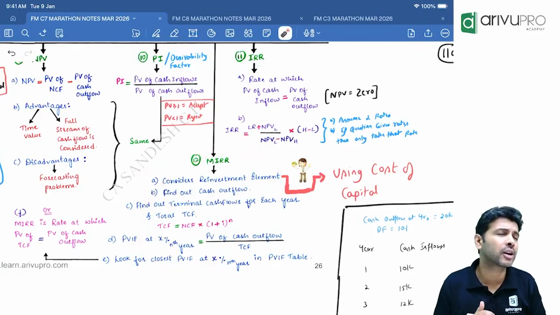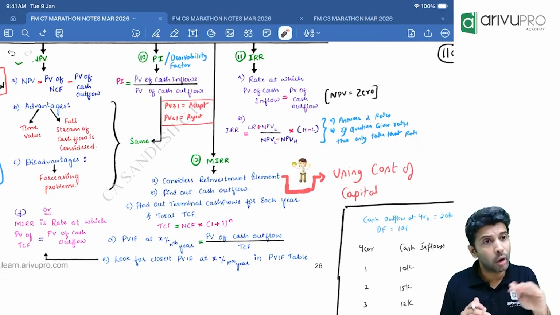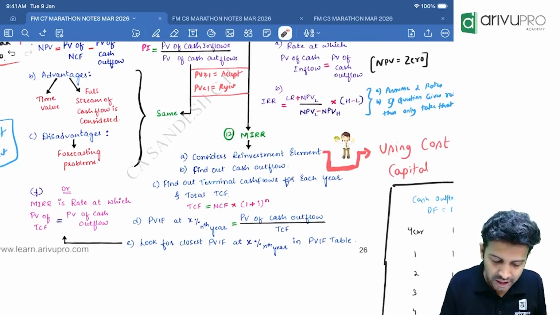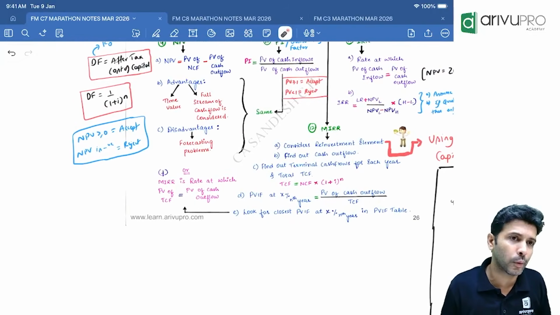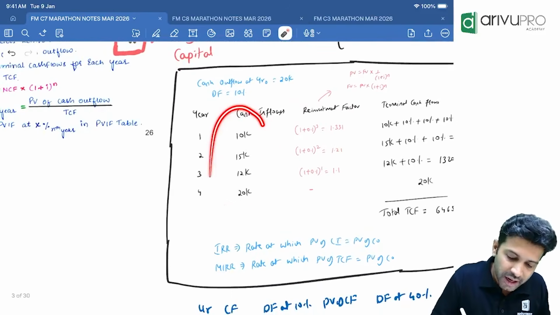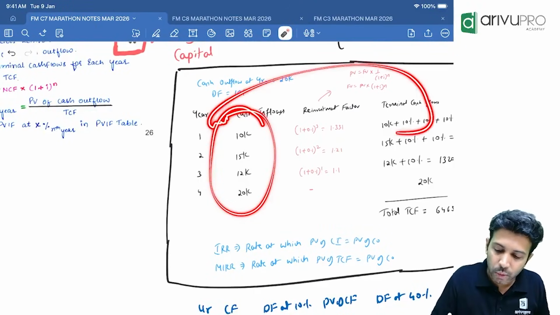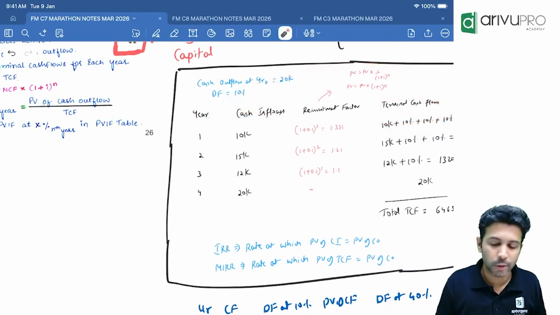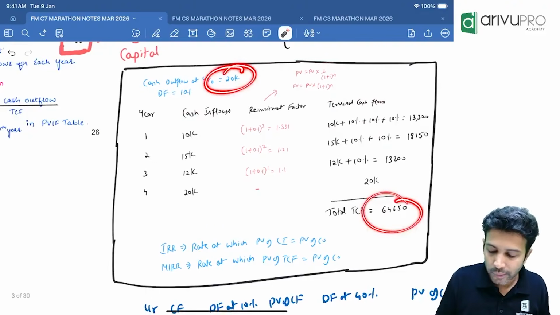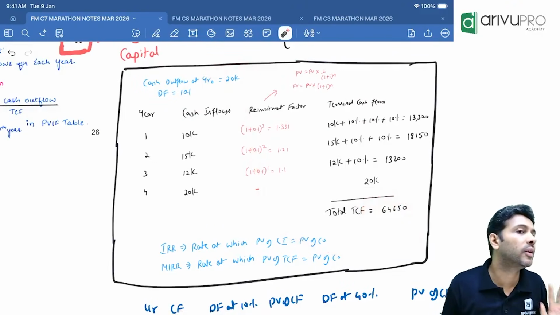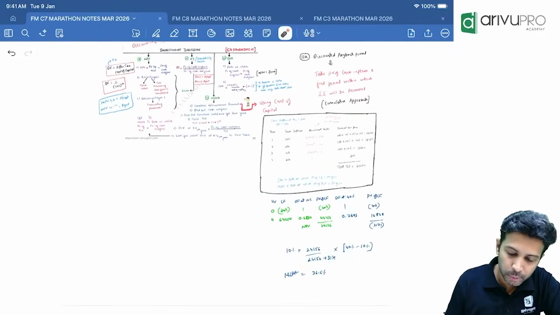Then MIRR. MIRR's full form is Modified Internal Rate of Return. MIRR is testing at what rate the present value of terminal cash inflow will be equal to the present value of cash outflow. Here simply what we have to do is, whatever cash inflow we have, we reinvest and get everything to the terminal cash flow platform. In this problem we got total terminal cash flow 64,750. How much was outflow? 20,000. At what rate will these two be equal? That only we call MIRR. The steps are the same. Assume two discount factors and use the interpolation formula.